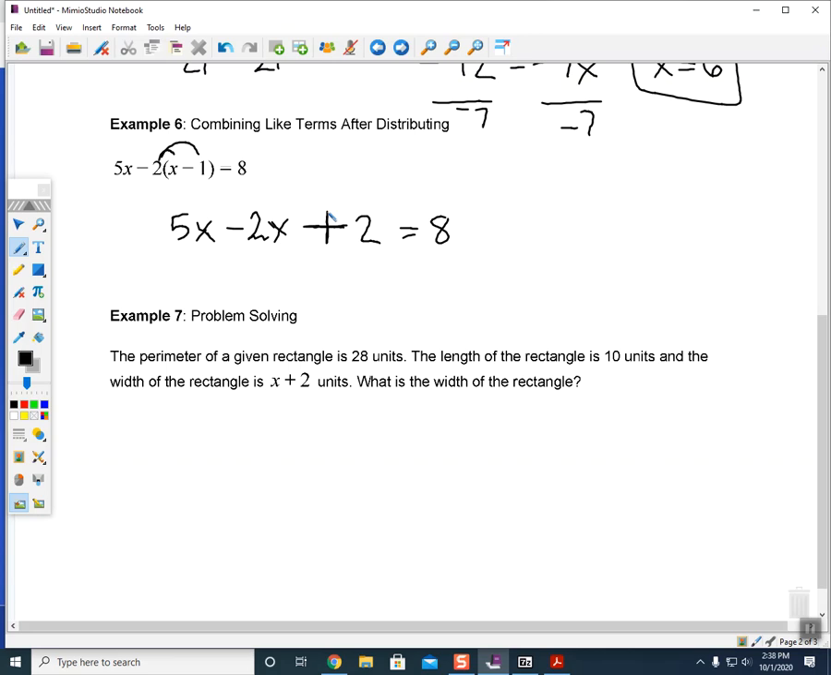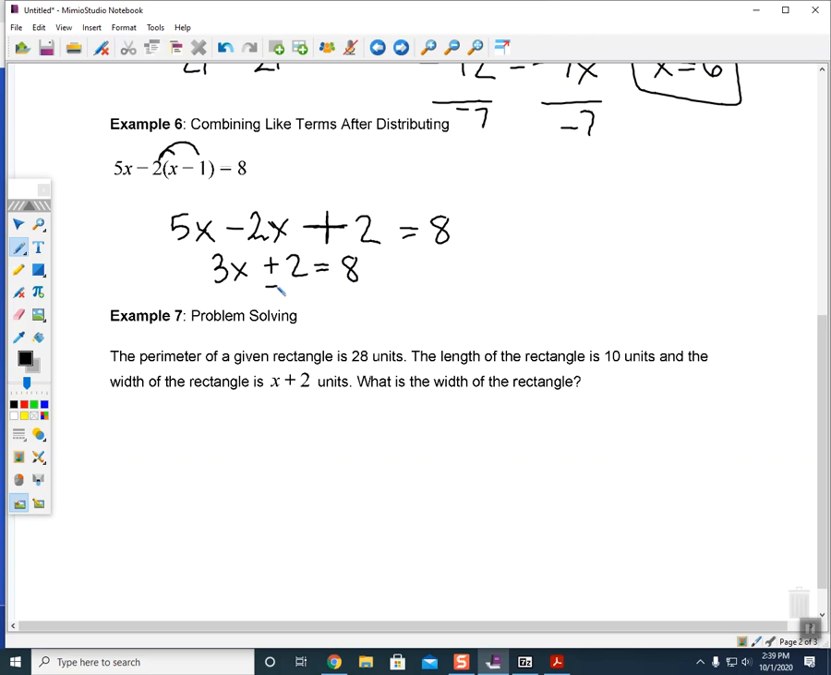So I've actually got 5x minus 2x. I've got a 5x and a 2x, and so I can combine those. 5x minus 2x is 3x. 3x plus 2 equals 8.